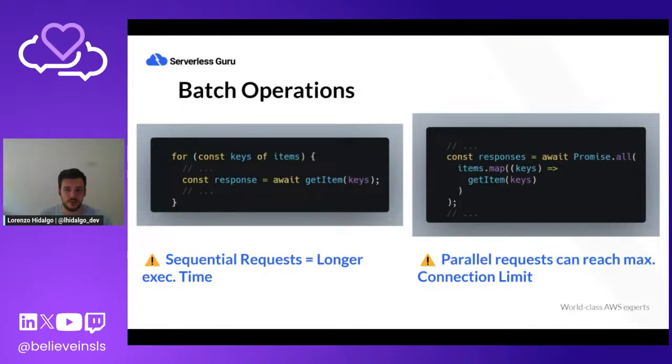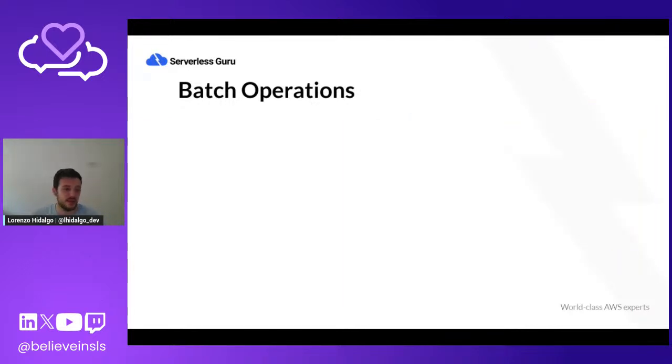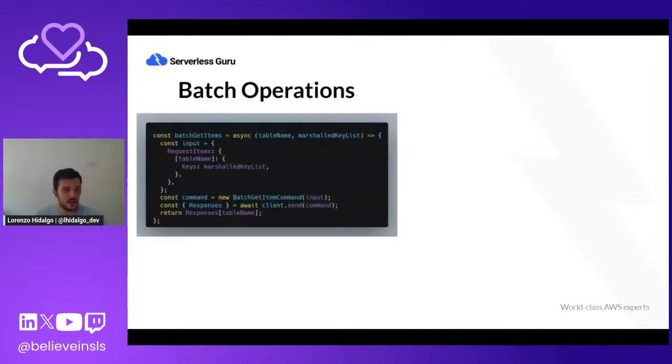How can we implement this, or what are you expected to do? It's implementing batch operations. DynamoDB provides two different types of batch operations. The first one would be batch get. It relates to the previous example that we were looking at, where we want to get multiple items at once, where we already know the keys for all those items.